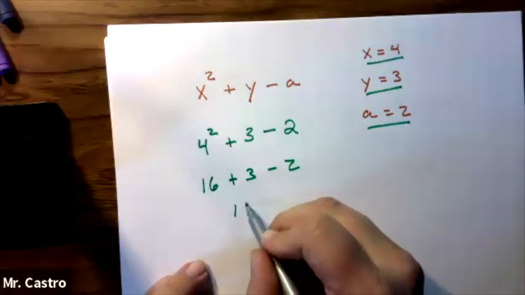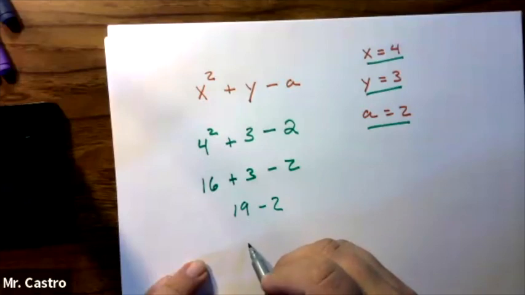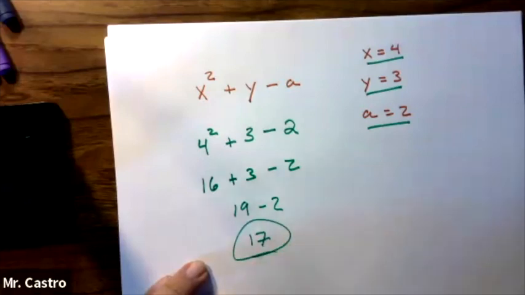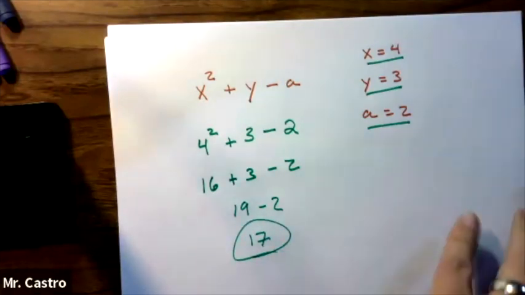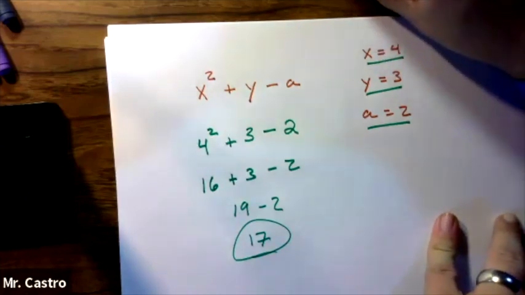So 4 squared would be 16 plus 3 minus 2. 16 plus 3 would be 19 minus 2. 19 minus 2 would be 17. All righty.